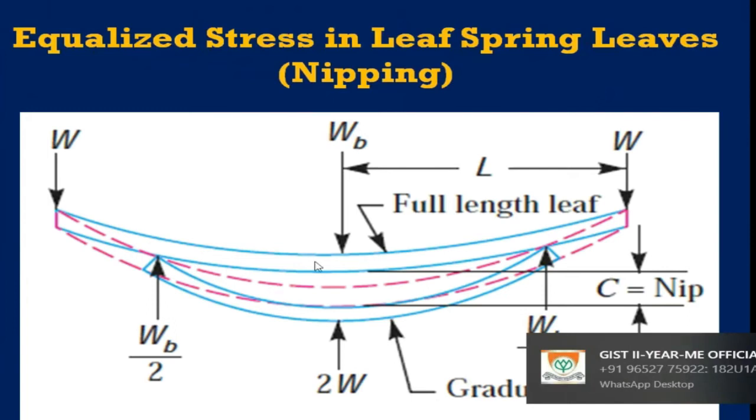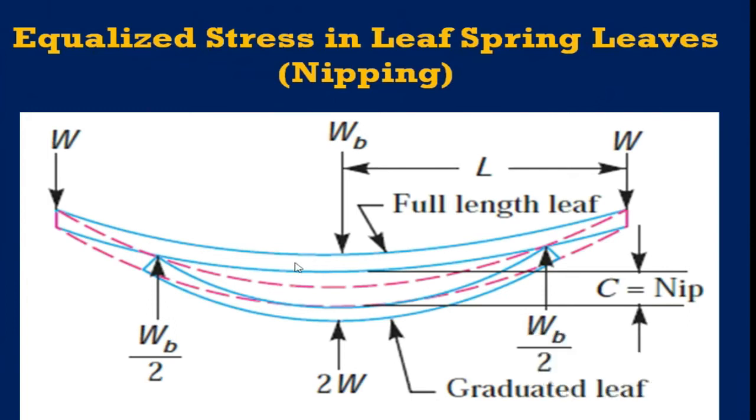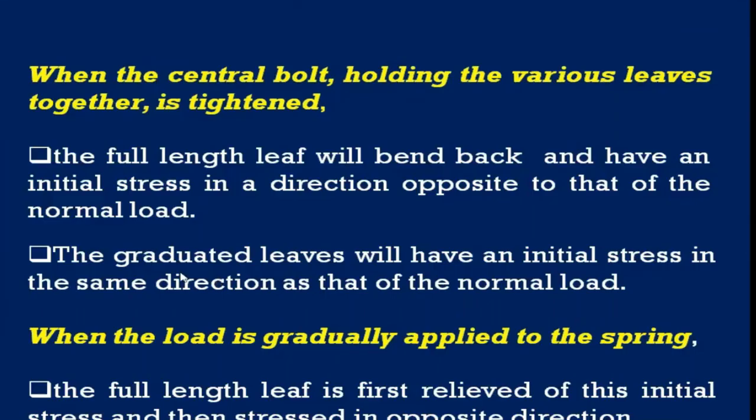Now, how do you get equalized stress in both full length and graduated leaves mechanically by doing these types of alterations to the leaf spring? That's what we need to discuss here. So, when the central bolt holding the various leaves together is tightened, what is the purpose of the central bolt? It is to hold all the leaves together.